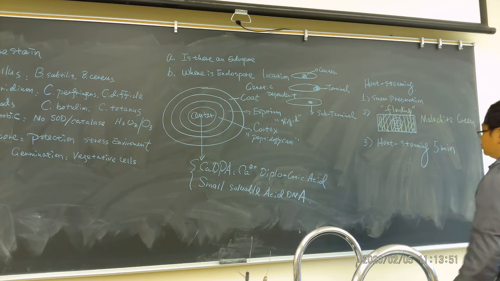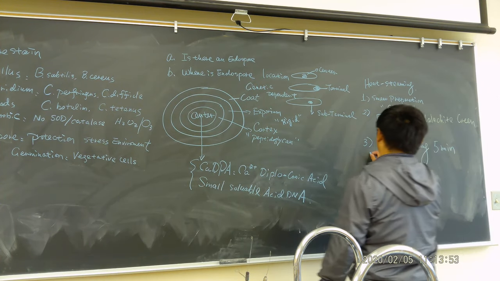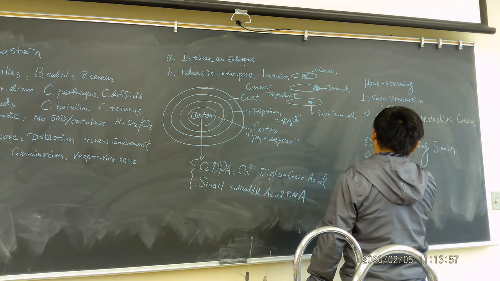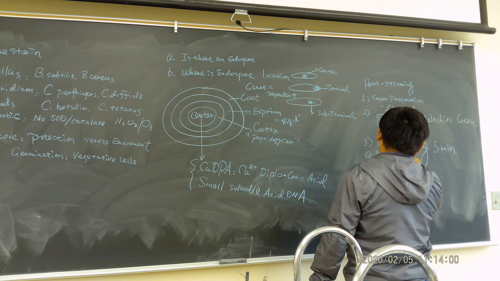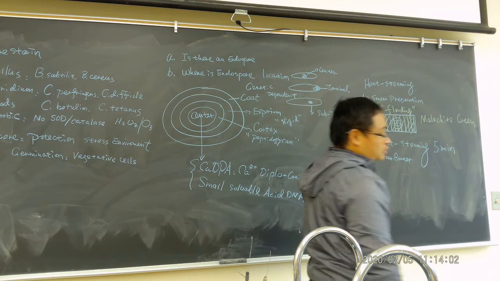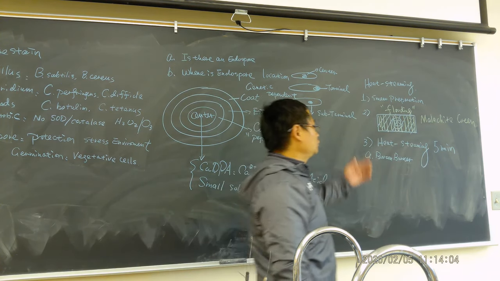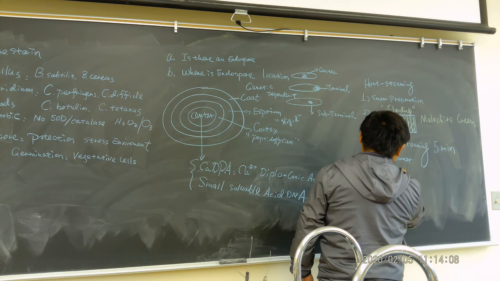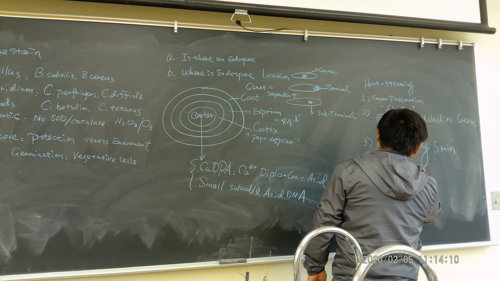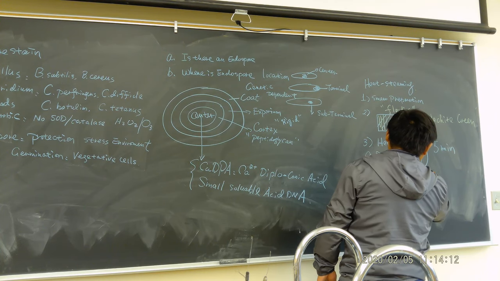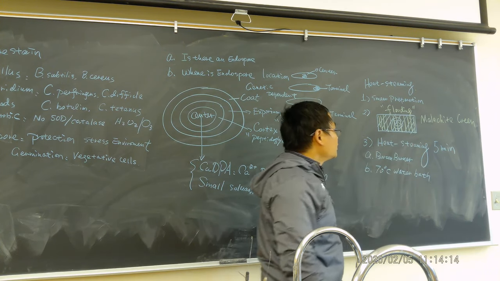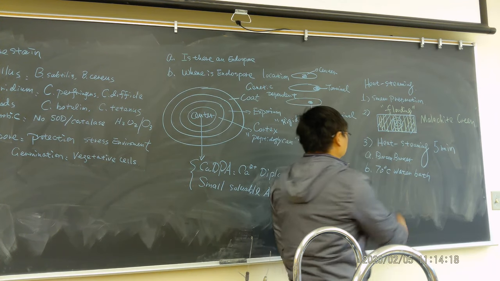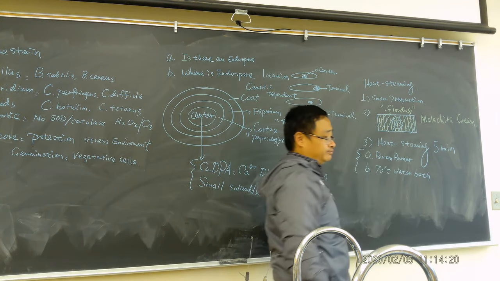There are two ways to do it. One way is using a Bunsen burner, moving back and forth on the surface. I'll show you how to do it. Second is using a 70 degrees Celsius water bath. So one is heat steaming on the surface, another is heat steaming on the bottom. We tried both in the lab, and both work very well.